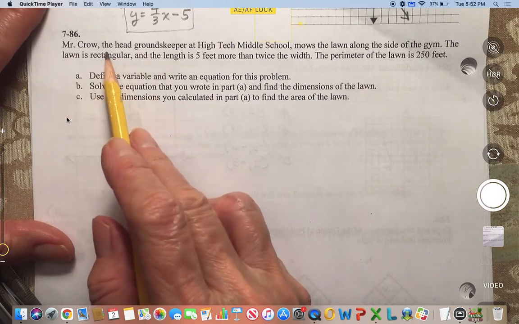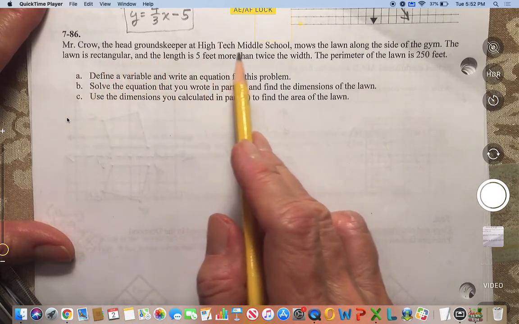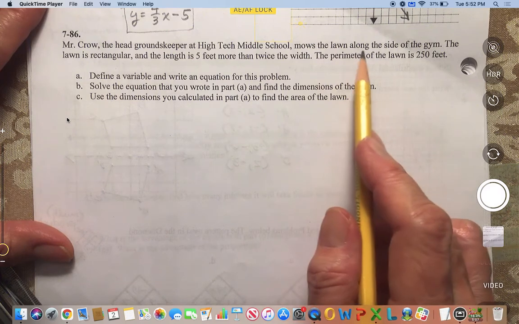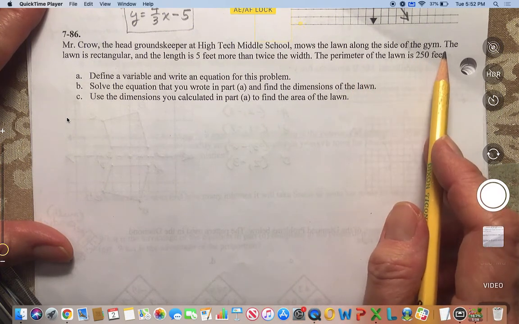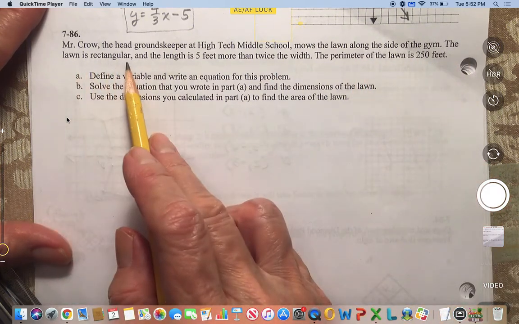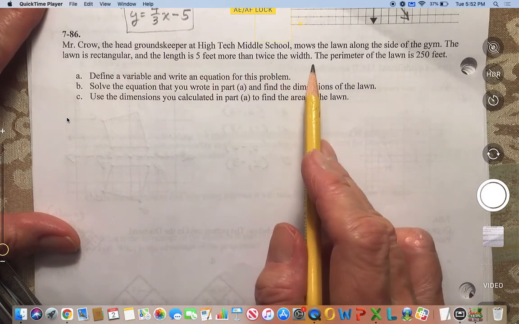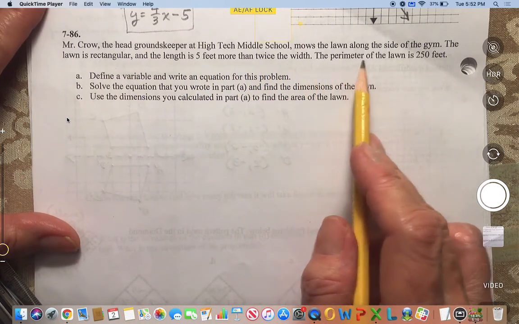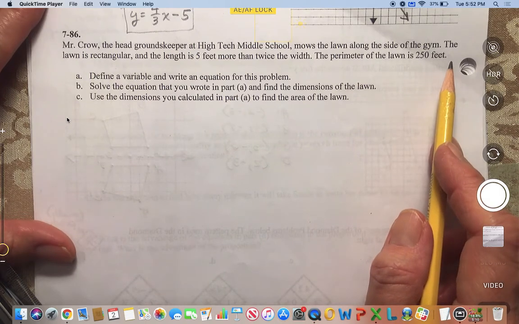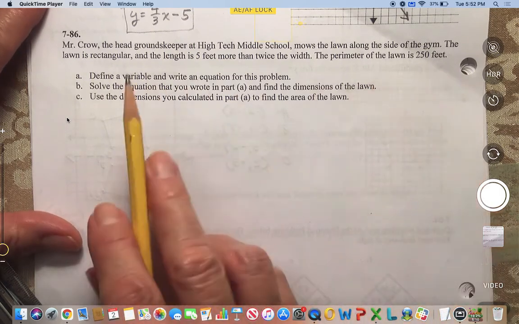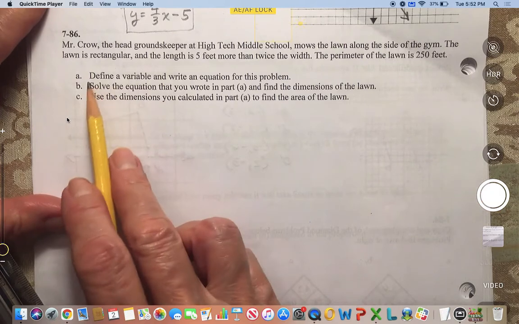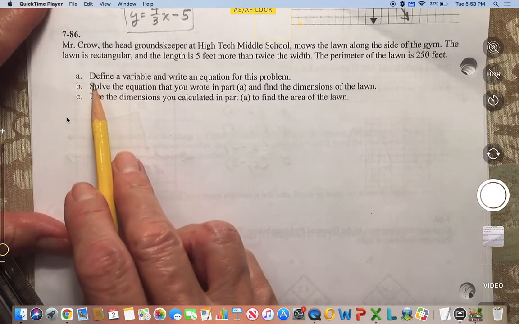Mr. Crow, the head groundskeeper at High Tech Middle School, mows the lawn along the side of the gym. The lawn is rectangular and the length is 5 feet more than twice the width. The perimeter of the lawn is 250 feet. Okay, so there's a lot about a lawn, and let's see what we're supposed to find out.